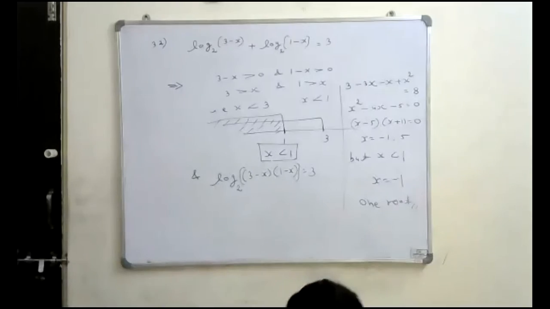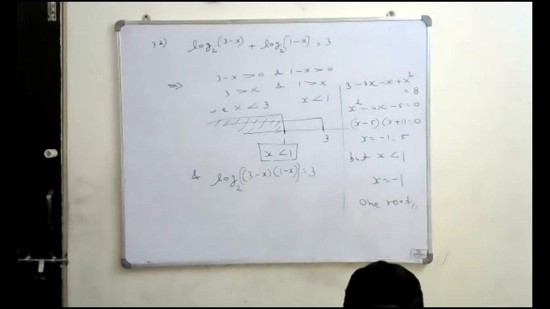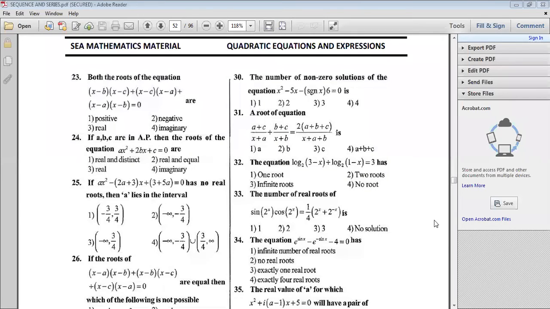Done, sir. Yes, repeat the next problem. Observe this 33rd problem. The number of real roots of the equation, that is sin of 2 power x into cos of 2 power x is equal to 1 by 4 times 2 power x plus 2 power minus x. So how many solutions will be there for this equation?